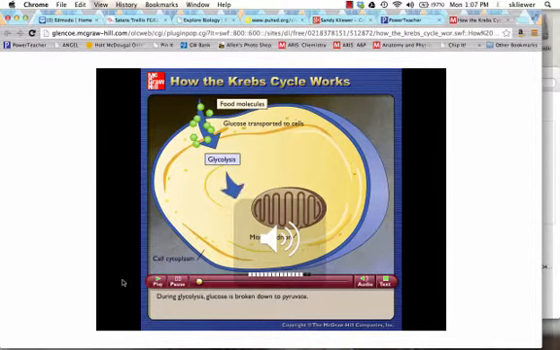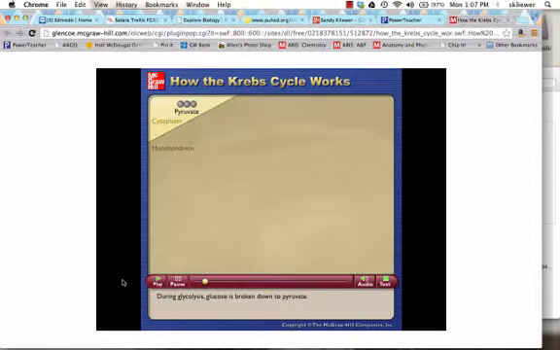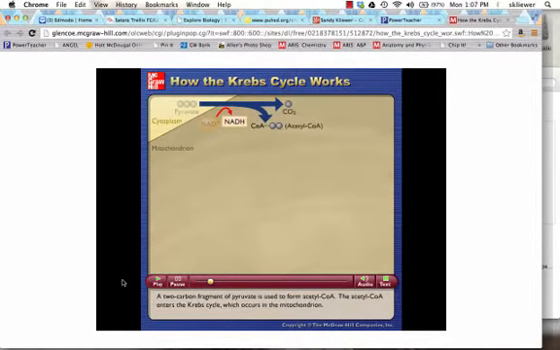During glycolysis, glucose is broken down to pyruvate. A 2-carbon fragment of pyruvate is used to form acetyl-CoA. The acetyl-CoA enters the Krebs cycle, which occurs in the mitochondrion. During the conversion of pyruvate to acetyl-CoA, carbon dioxide, CO2, is produced and a molecule of NADH is formed.